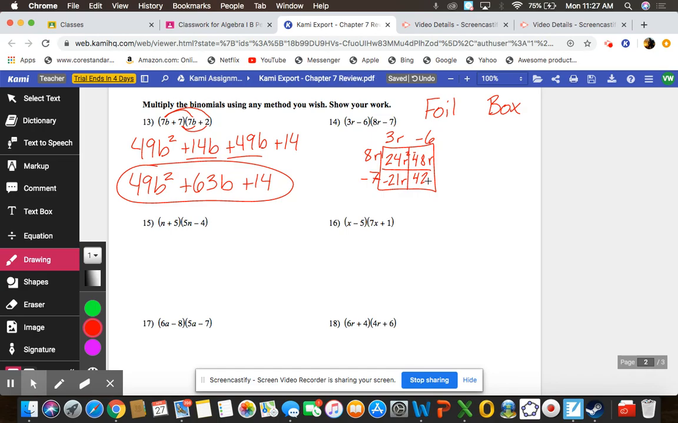Now right below here, I'm going to go ahead and just copy down what I see and then combine my terms. 24r squared minus 48r minus 21r plus 42. Here I combine the negative 48 and the negative 21. And I'm going to put all my work up here. I'm going to put my answer here. So we got 24r squared. Negative 48 minus 21 is, I believe, negative 69. Negative 69r, and then we've got a plus 42.